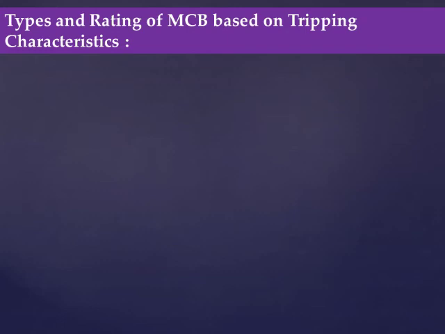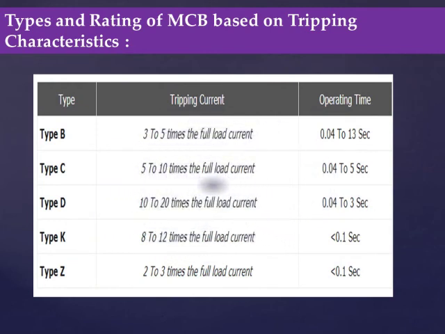Now we will discuss types and rating of MCB based on tripping characteristics. Depending upon types and rating of MCB, we can see 5 types of MCB in the market: type B, type C, type D, type K and type Z.